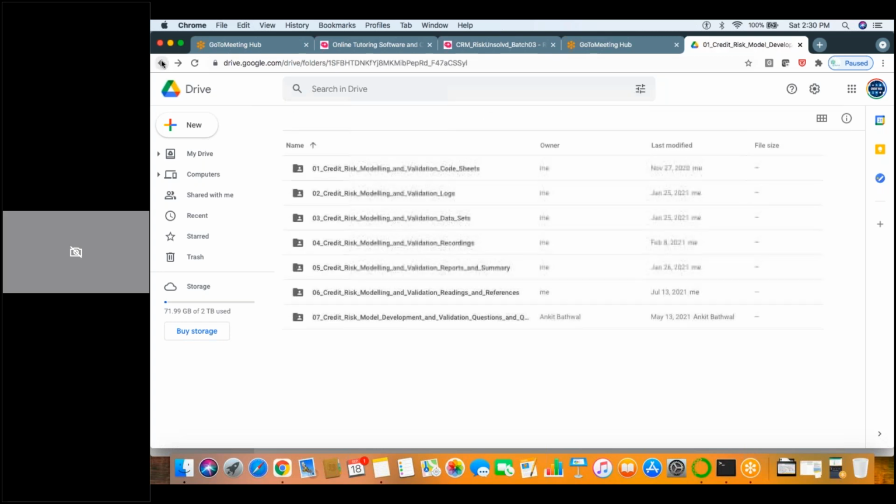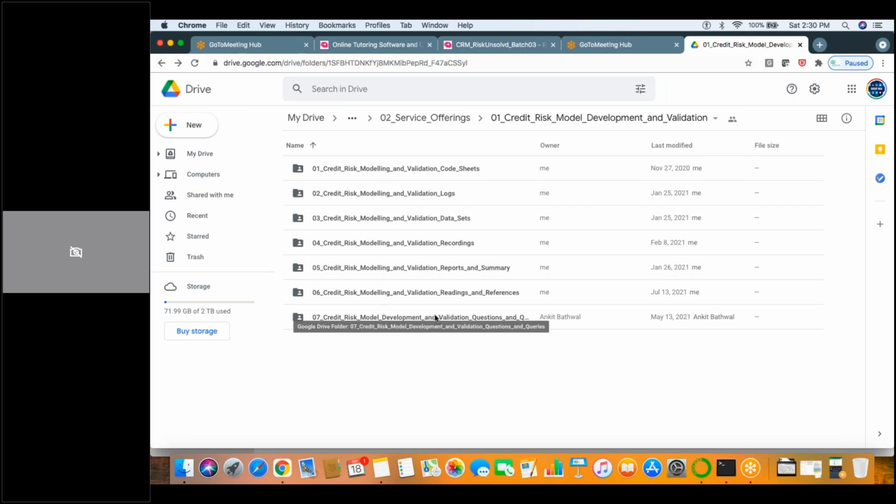So this is the readings and references folder, and then you have the questions and queries, right? So I suggest that between Monday to Friday, when you have time, you take up one of these video sections, finish it by topic, and then move back to the data, the report, and everything. That is what may benefit you as well, right?